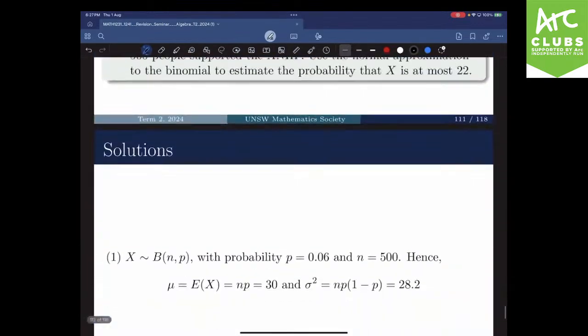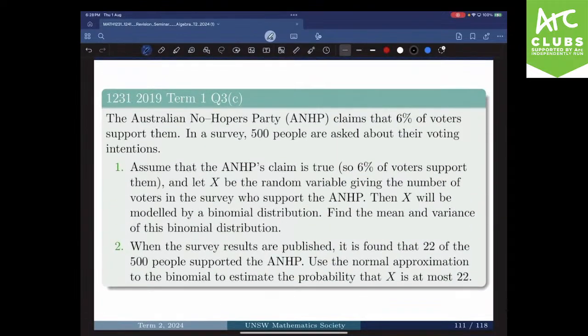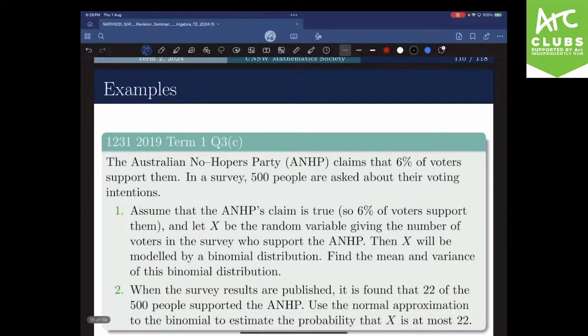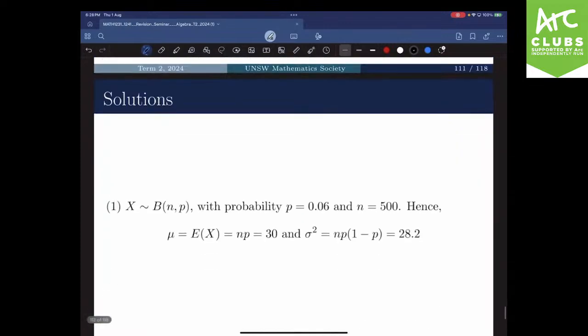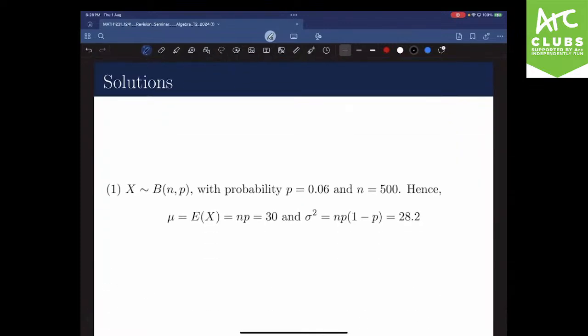Okay, we have a question here about normally approximating a binomial distribution. The Australian No Hopers Party claims that 6% of voters support them, and in a survey, 500 people are asked about voting intentions. We assume the claim is true. We let x be the random variable giving the number of voters, and x is modeled by a binomial distribution. Find the mean and variance. Not that bad: np and np(1 - p), which gives 30 and 28.2. There's nothing difficult. We just have to identify what n is and what p is. Everything else follows easily.